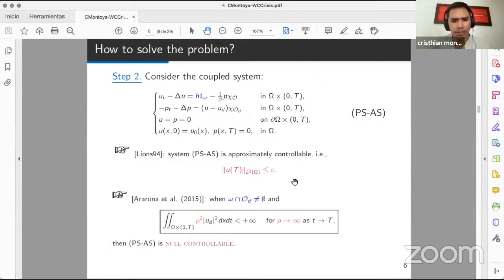But more recently, Araruna and his collaborators proved the null controllability property for the heat equation, for this coupled system, assuming some hypotheses given in this box, where rho squared is an appropriate function, which comes from the methodology. The methodology was Carleman estimates.